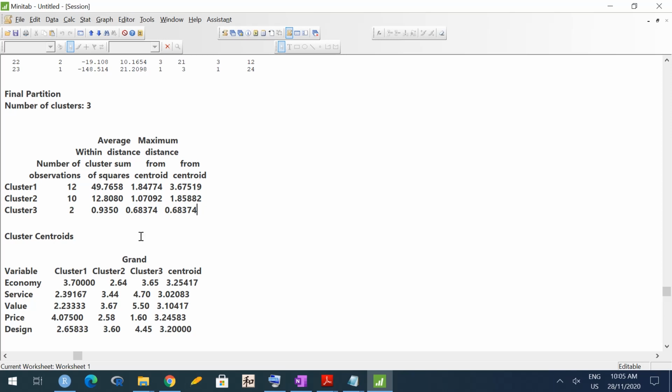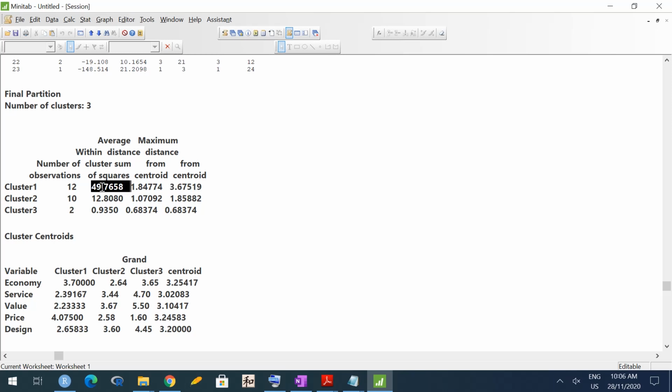So these last three columns can be used to decide which cluster is most homogeneous or heterogeneous. So you can see average distance from centroid and maximum distance from centroid. For cluster 1, maximum distance from centroid is highest. So cluster 1 generally is slightly heterogeneous compared to cluster 2. I won't say cluster 1 is more heterogeneous than cluster 3 because cluster 3 anyway consists of only 2 observations. So of course it's going to be least heterogeneous.